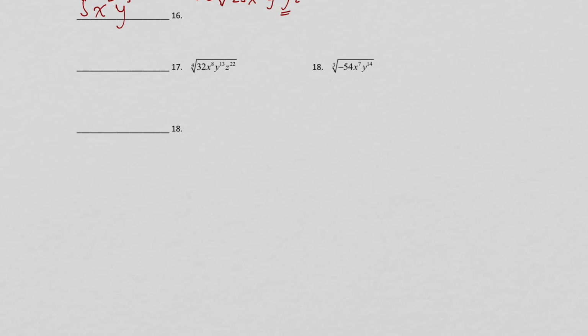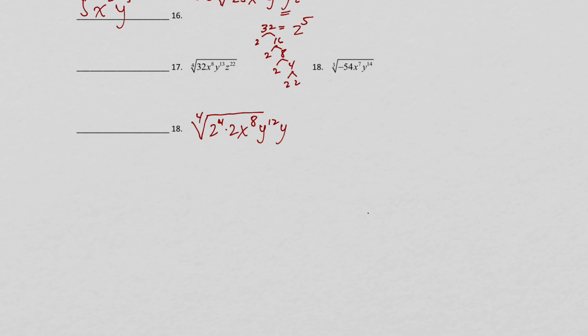32 is a big number. You might recognize it as 16 times 2, but if you don't, we got 2 times 16, this is 2 times 8, this is 2 times 4, this is 2 times 2. So this is equal to 2 to the 5th power. But we're not going to write it as 2 to the 5th power because 5 is not divisible by 4. So we'll write it as 2 to the 4th times 2. X to the 8 is fine the way it is, but y to the 13th isn't, so we'll write that as y to the 12th times y, and z to the 22 we'll write as z to the 20 times z squared. I'll take this out and get a 2.